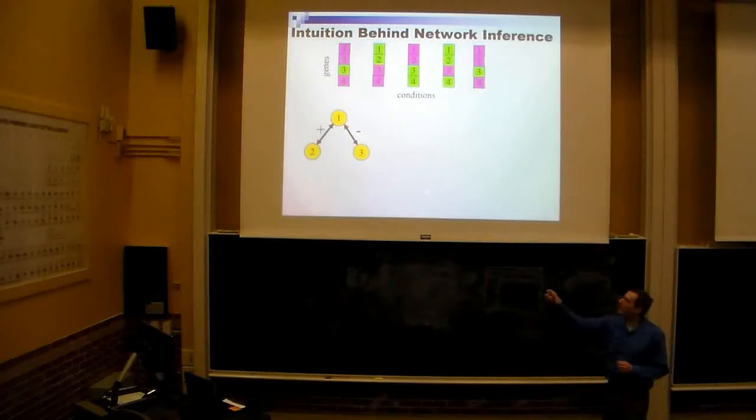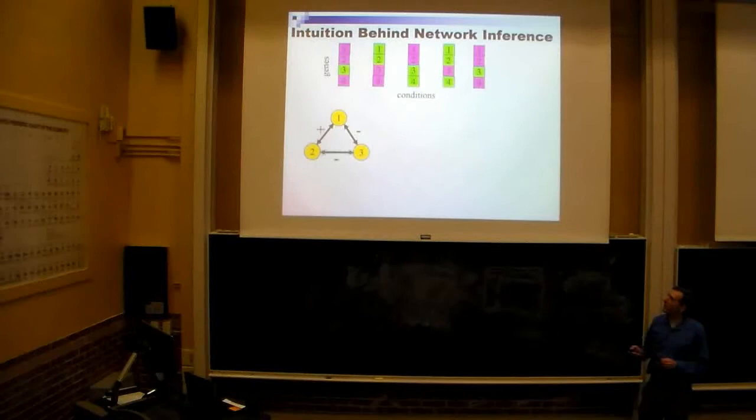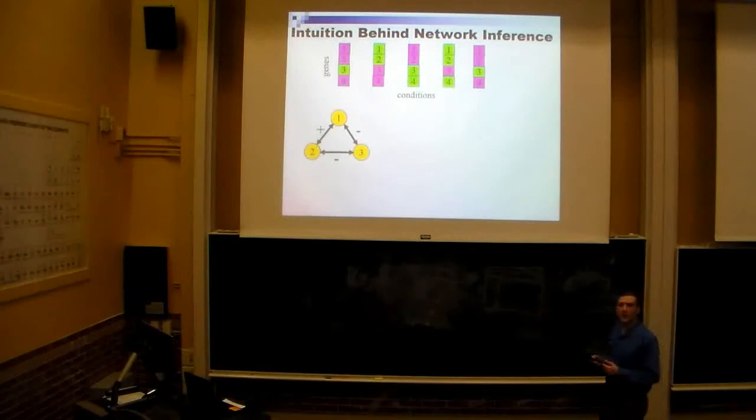Could again be the opposite, so maybe gene 3 is a negative regulator of gene 1, and we could say similar things might be going on with gene 2. It could be that these three genes collectively are explained by gene 3 being a negative regulator of gene 1 and gene 2, or gene 1 being a positive regulator of gene 2, which is a negative regulator of gene 3, and so forth.